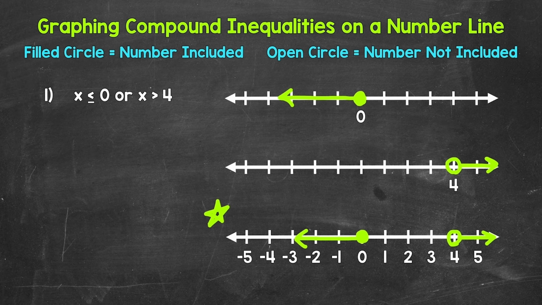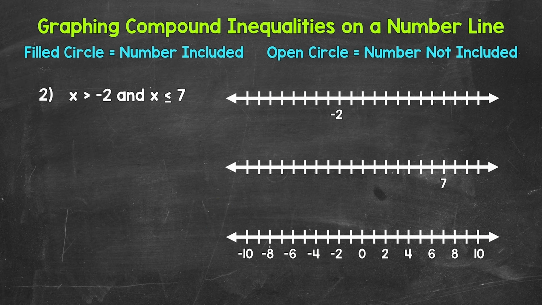Let's move on to number 2, where we will have an AND compound inequality. Let's jump into number 2, where we have x is greater than -2 and x is less than or equal to 7. So we have two inequalities combined by AND. So here, x has to be greater than -2 and less than or equal to 7. So a solution of a compound inequality involving AND must make both inequalities true, must satisfy both.